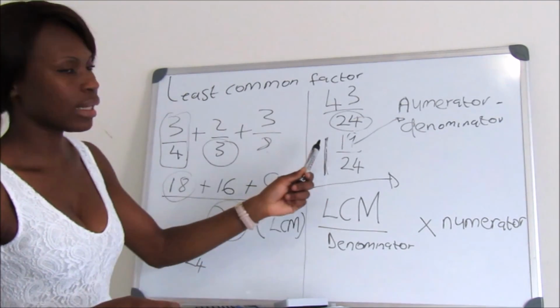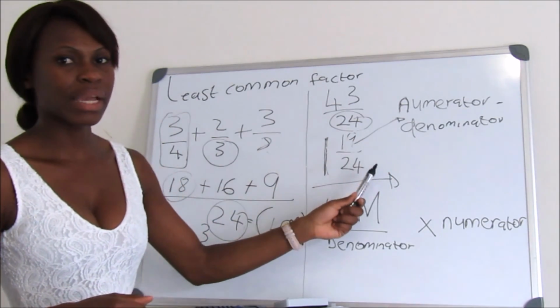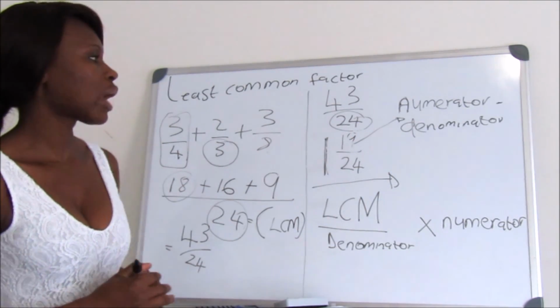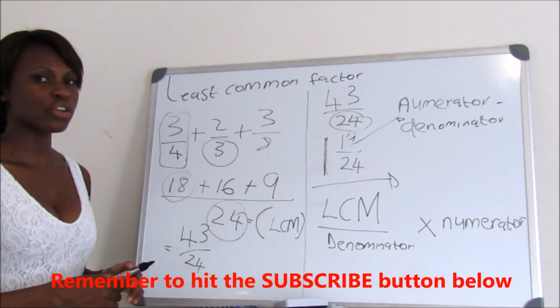Now it's a proper fraction, because a smaller number is in the numerator and the bigger number is in the denominator.